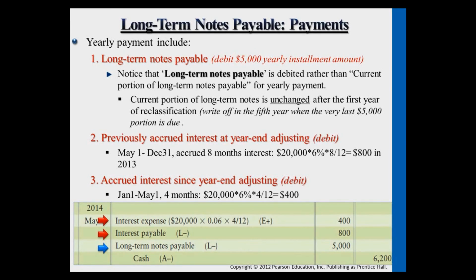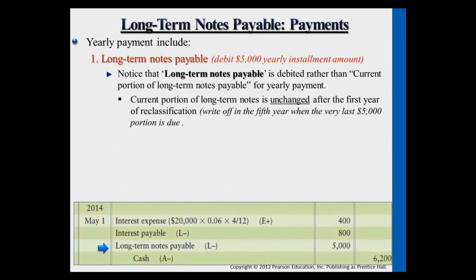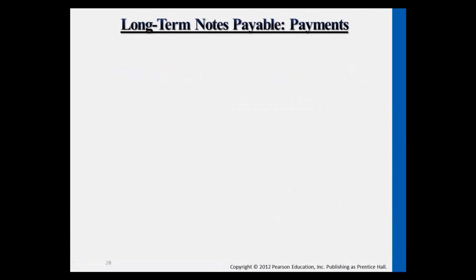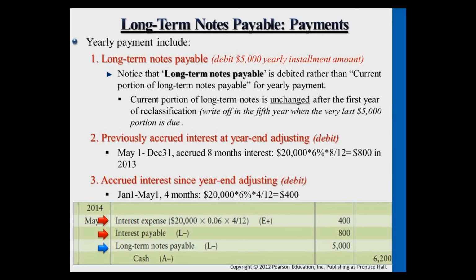Did anybody have a question on where the current portion went? Remember that we reclassified the part into current portion of long-term notes payable, $5,000, right? So why are we debiting long-term notes payable here, but not current portion?